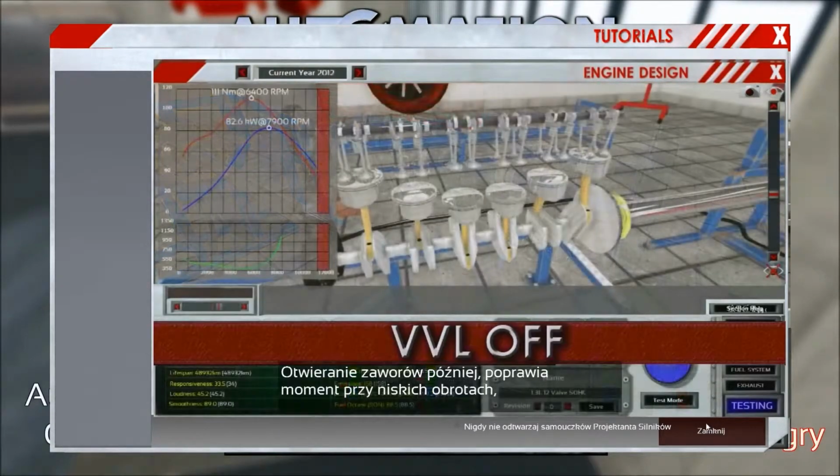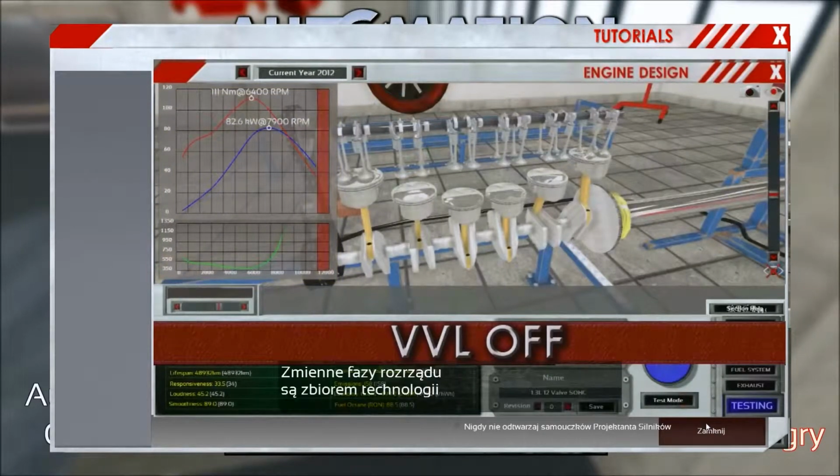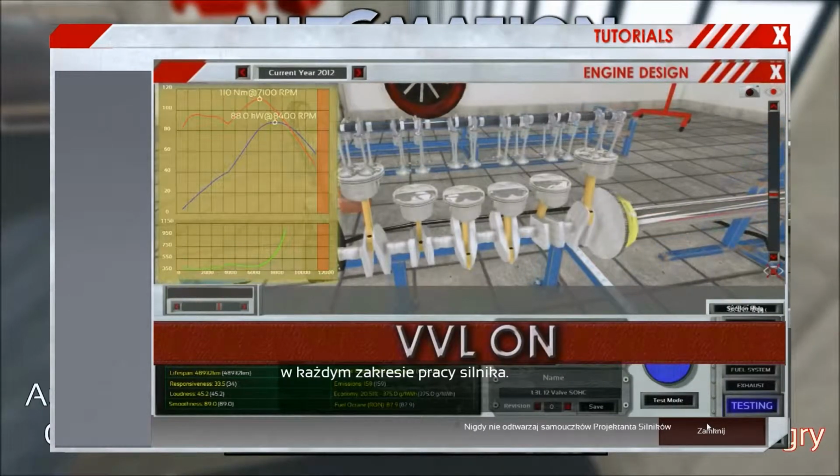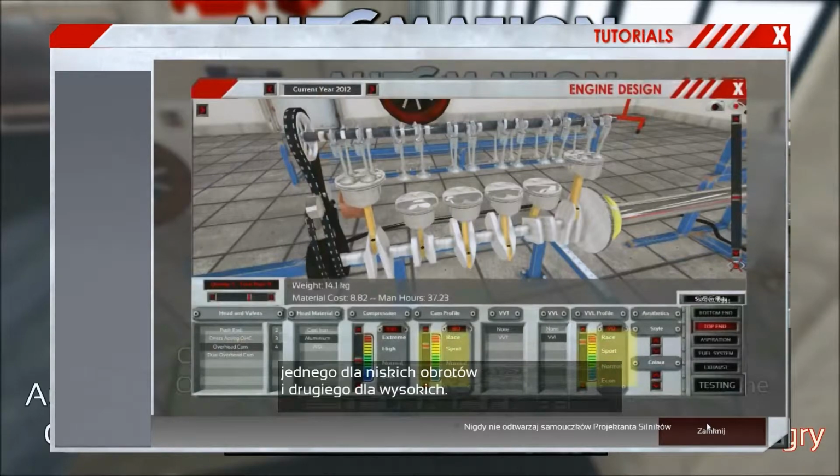Variable valve lift, or VVL, is a system that allows for using two different cam profiles, one for low RPM and one for high RPM. This can create an engine with great high RPM performance without making the engine run poorly at low engine speeds. Hence, you need to set two different cam profiles.